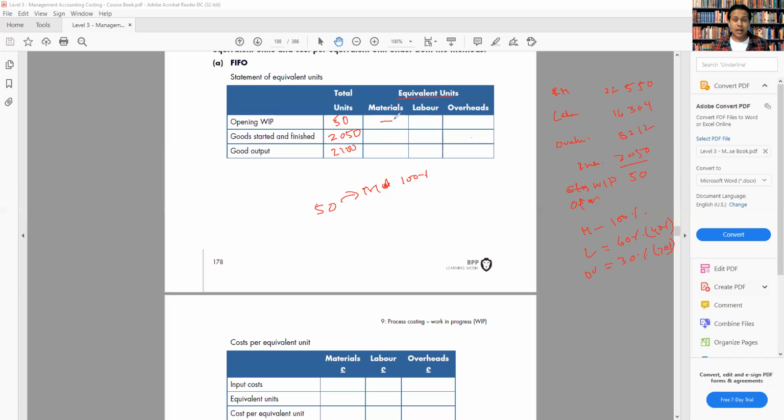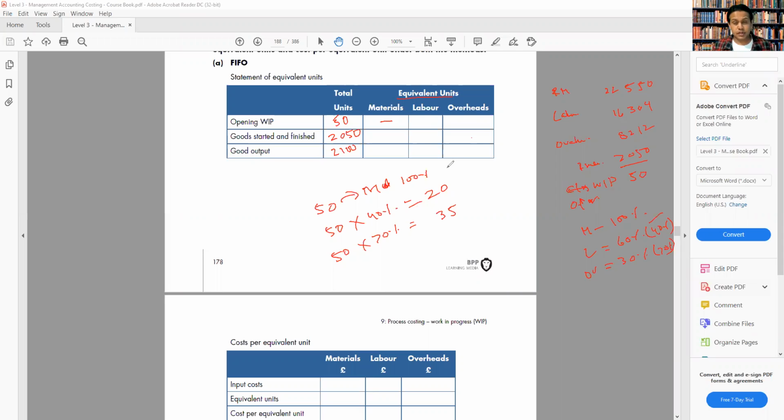So it's like how much work I still need to do to complete the unit is opening, because last period's closing is opening for this period. The labor was 50, and how much is already completed? 60% is already completed, so I need 40% more. So 40% more I have to do, so that will be our 20. And now 50, I have overhead that is 30% done, so I need 70% more. So 50 times 70%, that gives you 35.